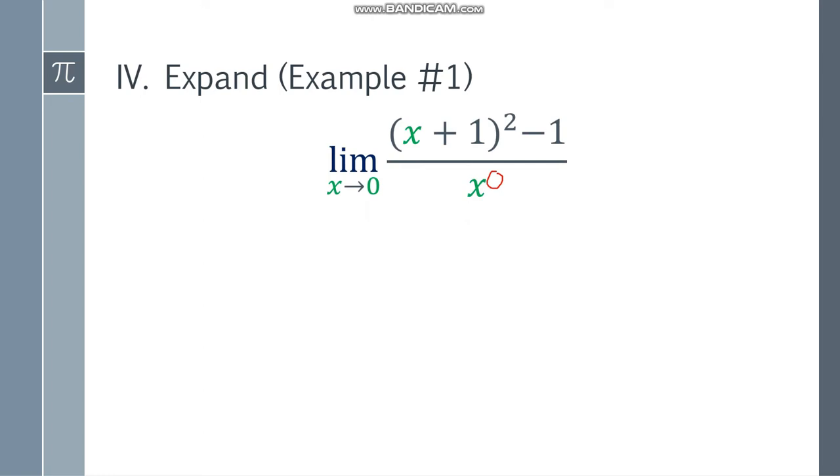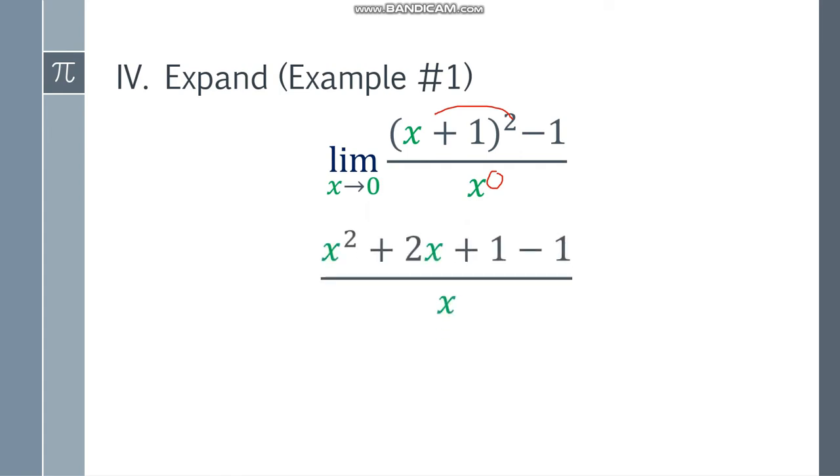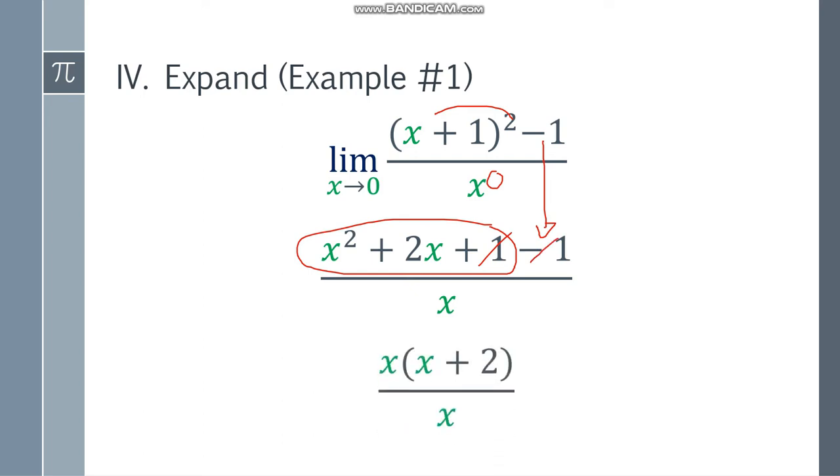Itong x plus 1, i-expand mo lang. Gamitin mo lang ang FOIL method, yes. So yung quantity x plus 1 square, ito yun. X square plus 2x plus 1, at yung minus 1, ito yun. Ngayon, pwede natin i-cancel tong 1 plus 1 at minus 1. So matitira ito. Finactor ko na itong x square plus 2x, that will be x times x plus 2. Oh, dahil may x sa denominator at may x din sa numerator na naka-factor, we could cancel it out. At ang matitira ay x plus 2.